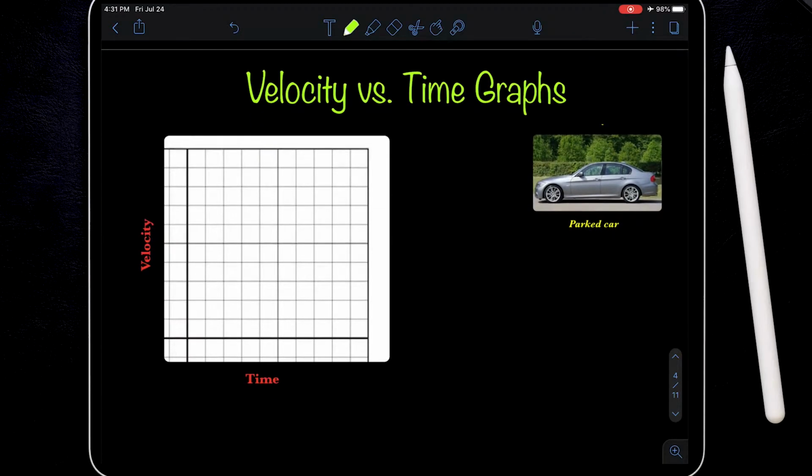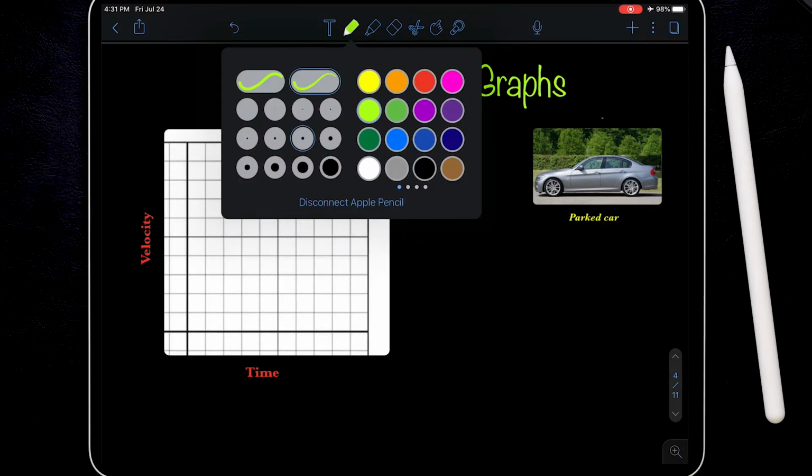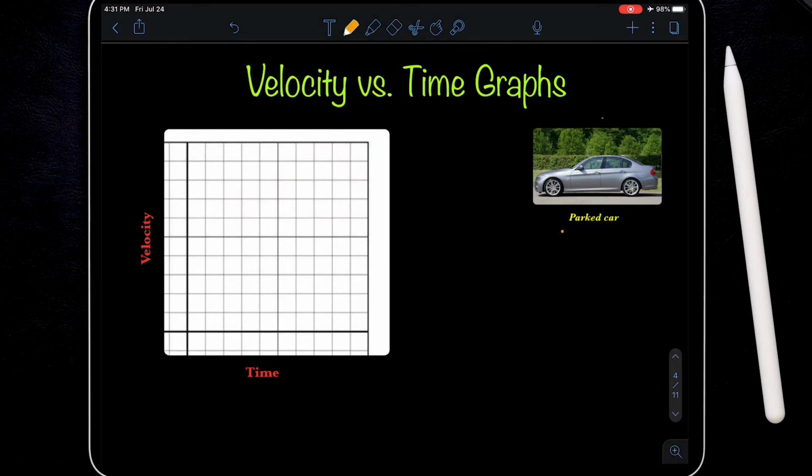What about a velocity versus time graph? Okay, so we're going to go over the same scenarios of a parked car, a car going on cruise control, and a car speeding up, and we're going to see what those graphs end up looking like. So if we're talking about a parked car here, well, what does a parked car look like on a velocity versus time graph? Well, before we graph it, what does that mean? That means there's no motion, right? So no motion. That means that the velocity is equal to 0 meters per second.